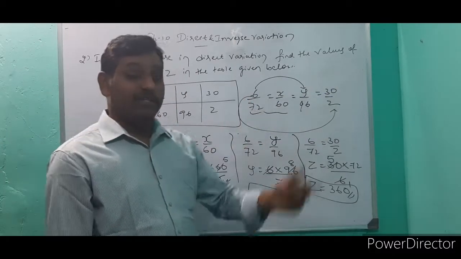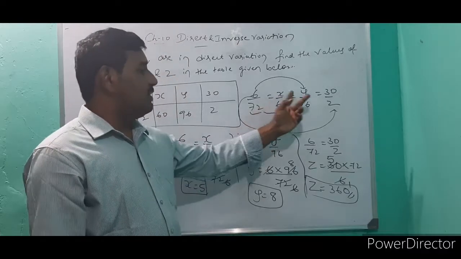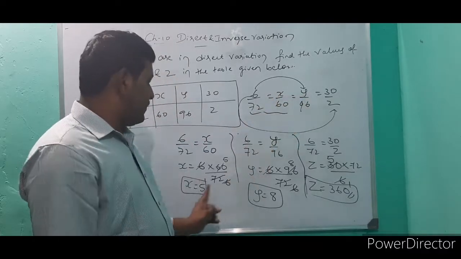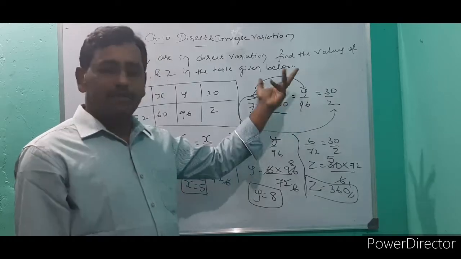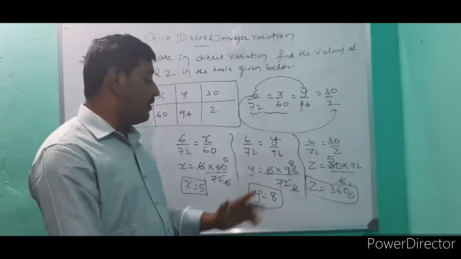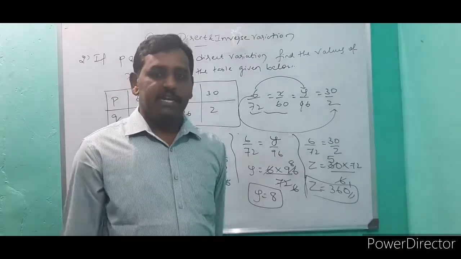So if you equate the first two you find the x value, the second two you can find the y value, and these two you can find the z value. Why sir? One question will come here. Why can't we equate these two? We already found the x value. Just put the x value 5 here. Then you can equate these two. You will get the y value the same as what we found, 8. If you want, you can check.